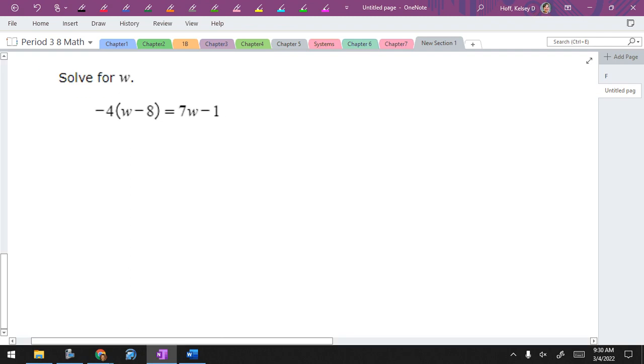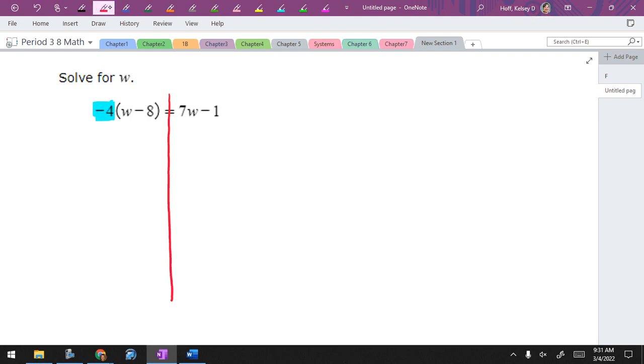So here's our first problem. It says solve for W. -4 times W minus 8 equals 7W minus 1. And if I draw my line through the equal sign, the very first thing I have to do is to get rid of those parentheses. And in order to get rid of those parentheses, I need to distribute the -4.